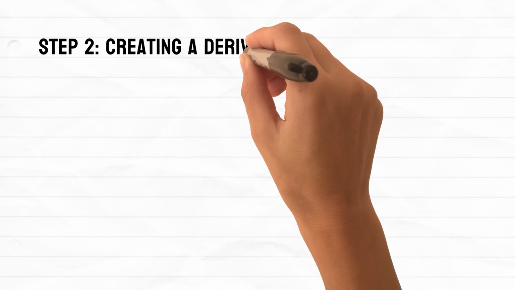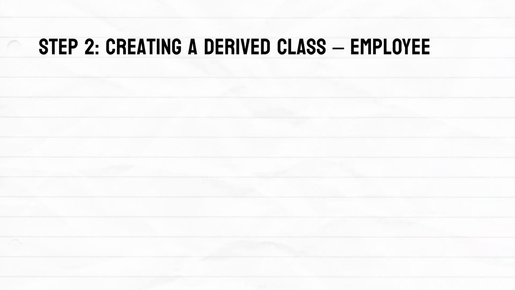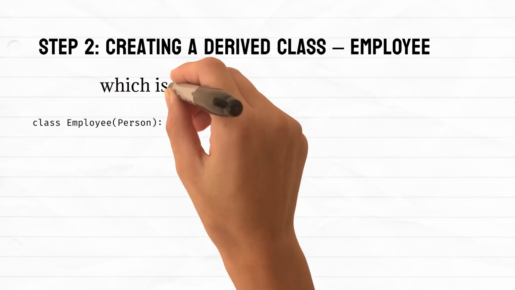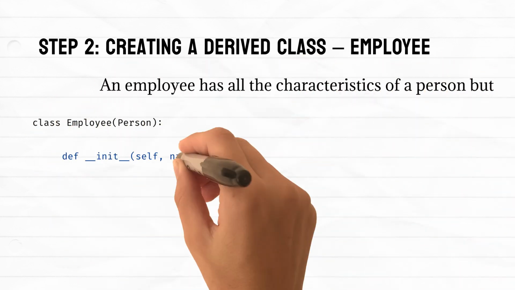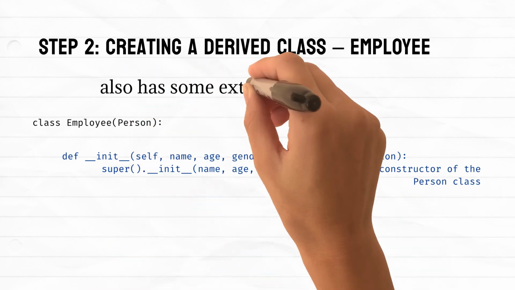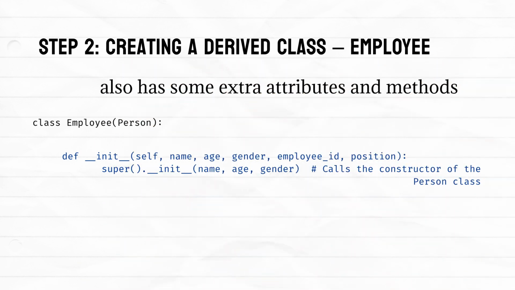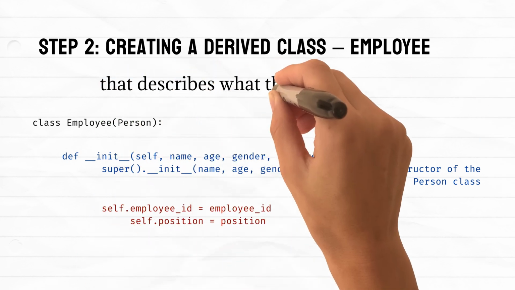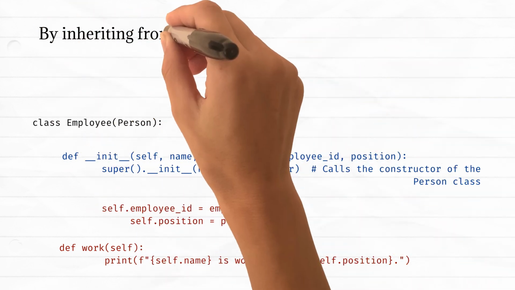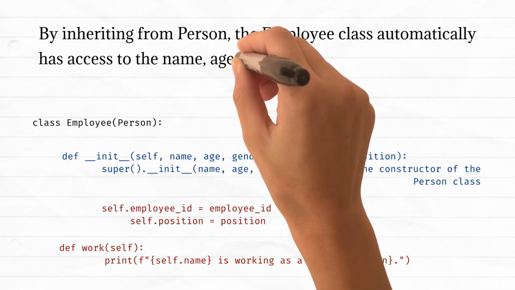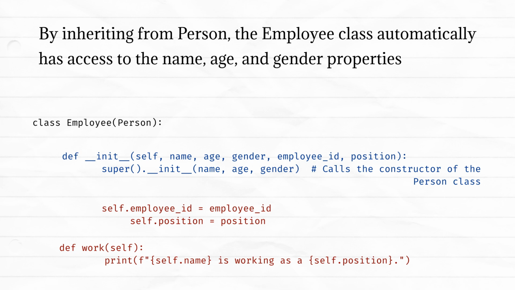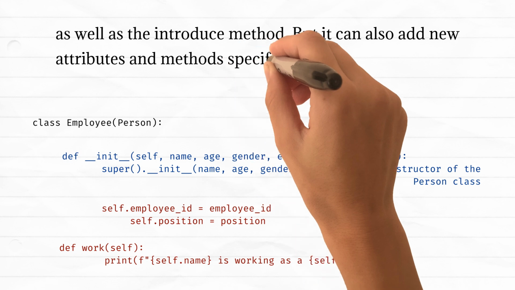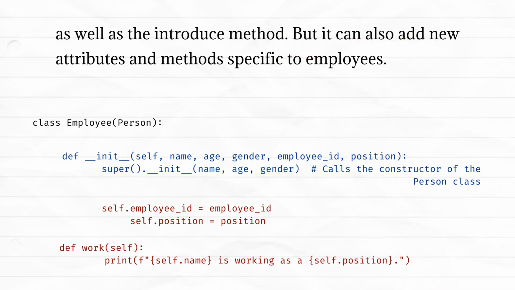Step 2. Creating a derived class: Employee. Now, let's create a class called employee, which is a type of person. An employee has all the characteristics of a person, but also has some extra attributes and methods, like employee ID, position, and a method called work that describes what they do. By inheriting from person, the employee class automatically has access to the name, age, and gender properties, as well as the introduce method. But it can also add new attributes and methods specific to employees.